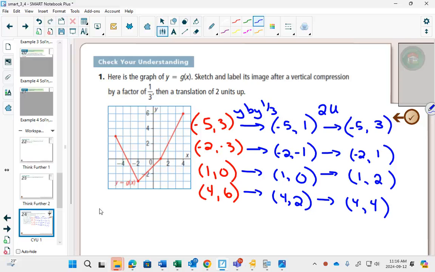And now we can plug those points in. I have (-5, 3) in blue, (-2, 1), (1, 2), and (4, 4). Connect the dots. And our sketching is done.